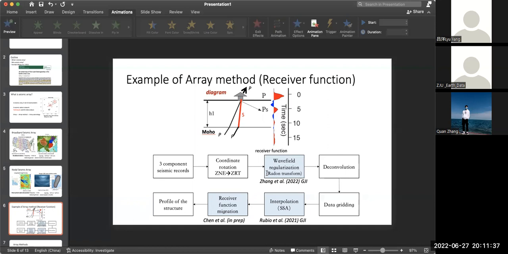Well, in our research, array method has been added into a traditional workflow. For example, the wave field regularization by random transform and the interpolation by SSA, and other strategies, in order to let us know more about the structure as well.